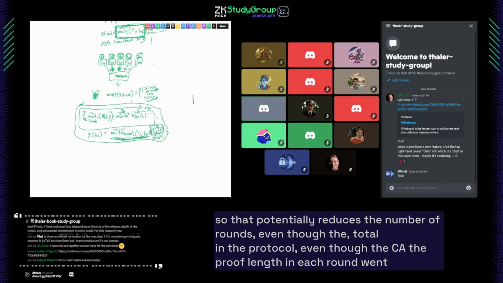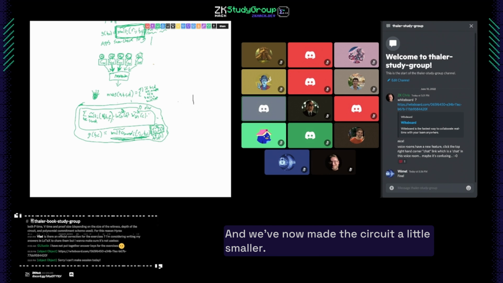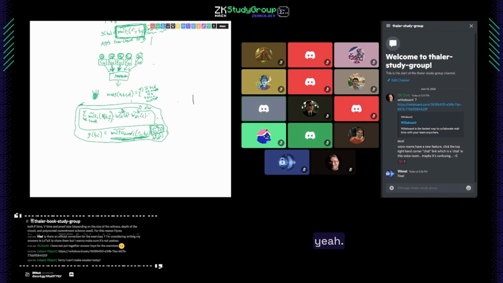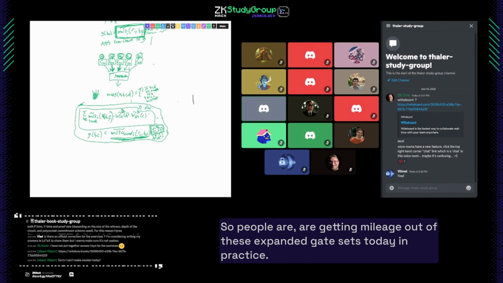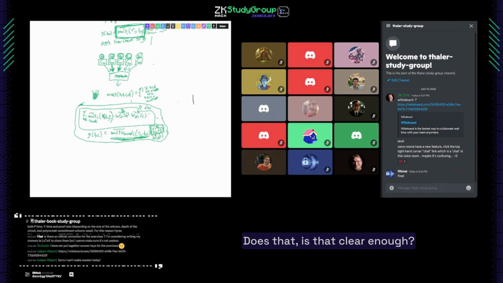So that potentially reduces the number of rounds, even though the proof length in each round went up. It also potentially reduces the prover time a bit, because the prover has to do work for every gate of the circuit, and we've now made the circuit a little smaller. Yeah, so people are getting mileage out of these expanded gate sets today in practice. Is that clear enough?